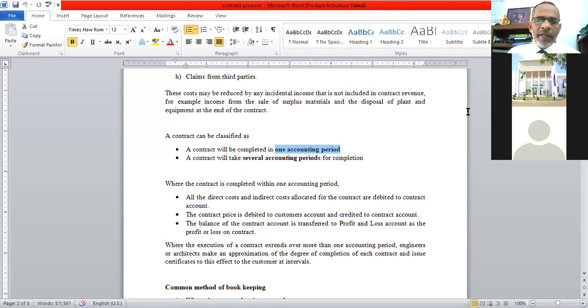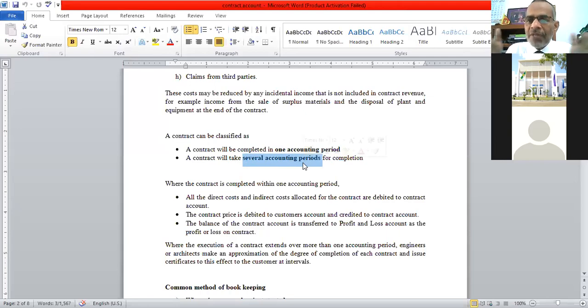The second one, look here. The other type is the several accounting period, or more than one accounting period, contract. We have started the contract this year, but we cannot finish it. Maybe it is a 3-year, 4-year, or 5-year contract. We can even have a 10-year contract. That contract takes more accounting periods.